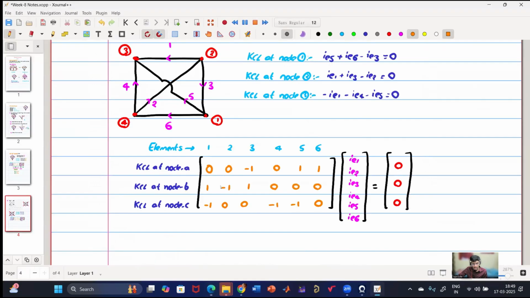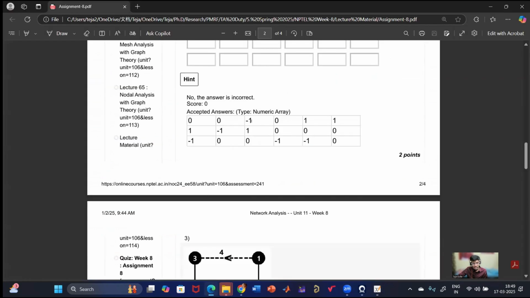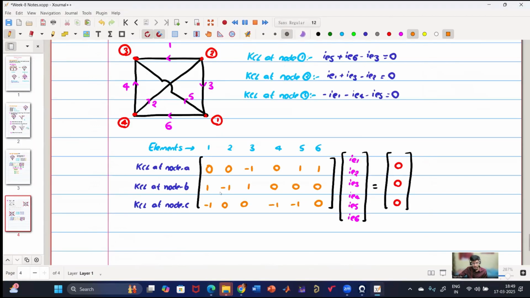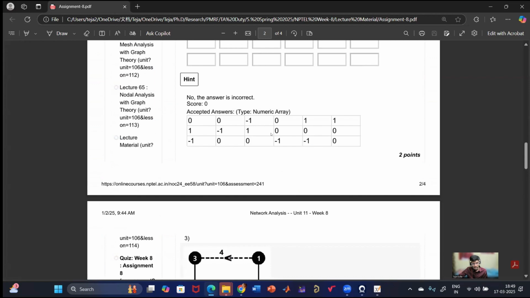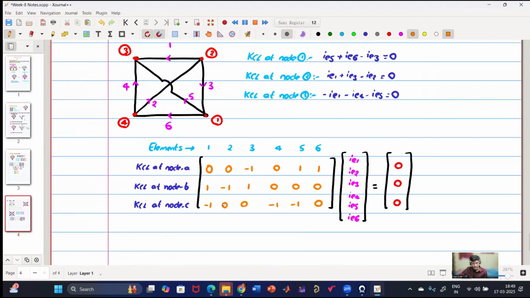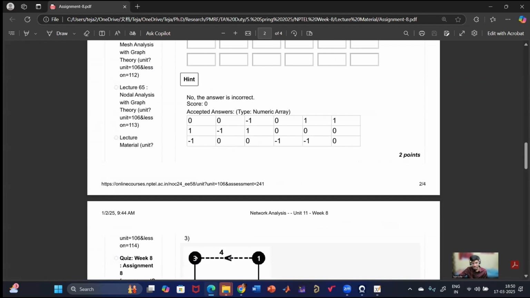So if you see, the first one is 0, 0, minus 1, 0, 1, 1. And the next line is 1, minus 1, 1, triple 0. And then the third equation is minus 1, 0, 0, minus 1, minus 1, 0. So you have to enter the answer in this way.